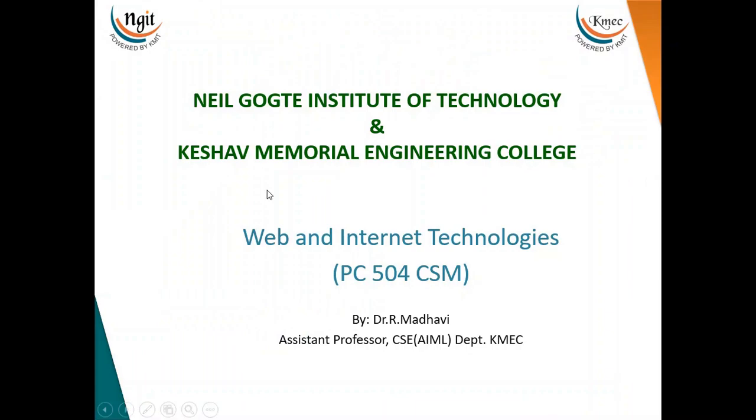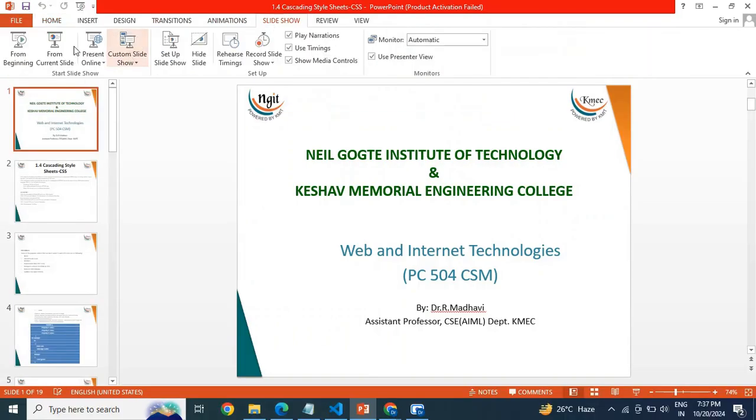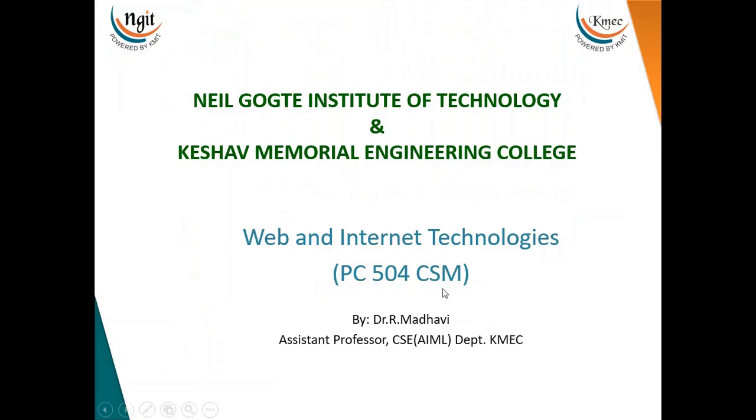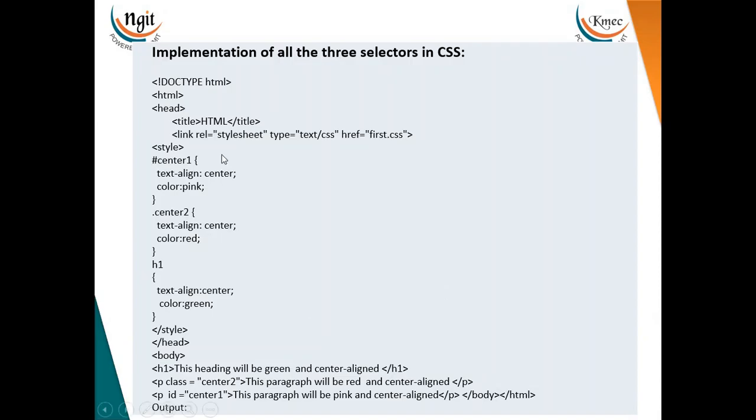Okay. So next is the implementation of all these three selectors. It goes like this. See, here we are calling it by tag. Here we are calling it by ID. See, what is the ID? Center one is the ID. For center one, we have mentioned the designing part. And this center two is the class. So before that we put a dot. So center two we are calling, and the designing we have mentioned here.